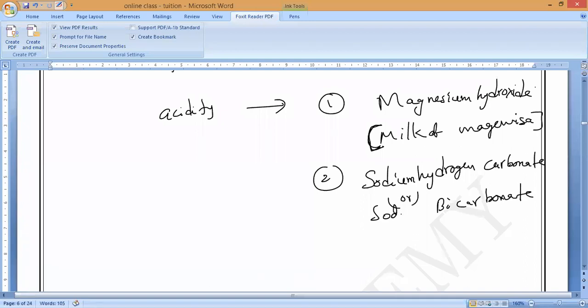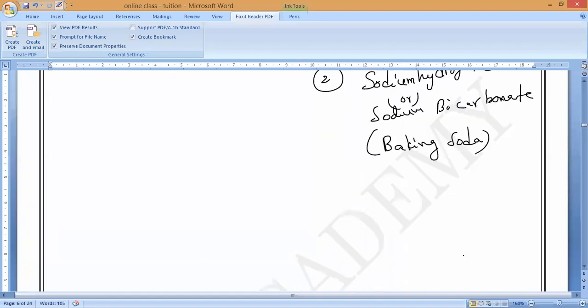What is the general name? The general name is baking soda. Very, very important. What is the formula? NaHCO3. These are the two most common antacids we are using for indigestion or acidity. All of you should remember.